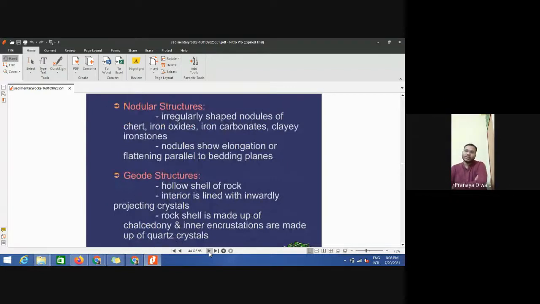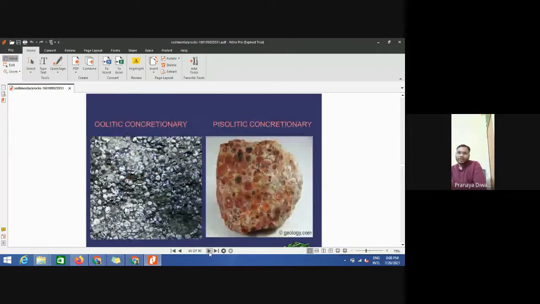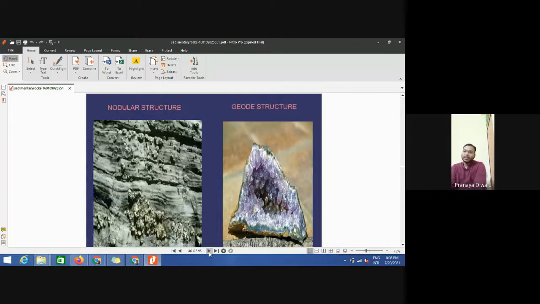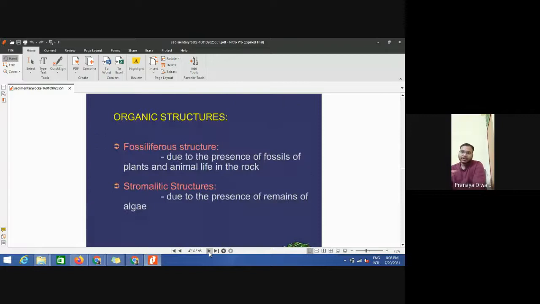Then you have a nodular structure: irregularly shaped nodules of chert, iron oxide, iron carbonate, clay ironstone. The nodules show elongation or thickening parallel to bedding planes. Then you have oolitic concentrations and pisolitic concentrations. Nodular structure, geode structure. So these all are structures which are chemically formed.